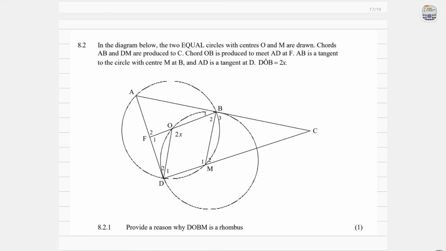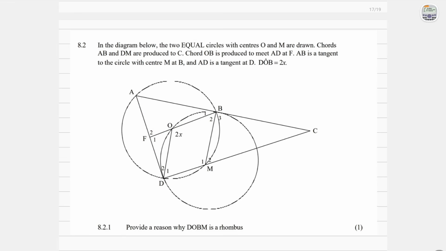Question 8.2 says, in the diagram below, the two equal circles with centers O and M are drawn. So they are equal, meaning their radius is exactly the same. These circles are the same size. Chords AB and DM are produced to C. Chord OB is produced to meet AD at F.